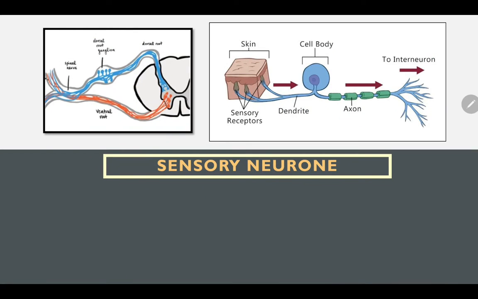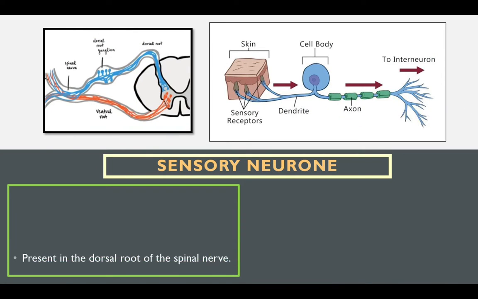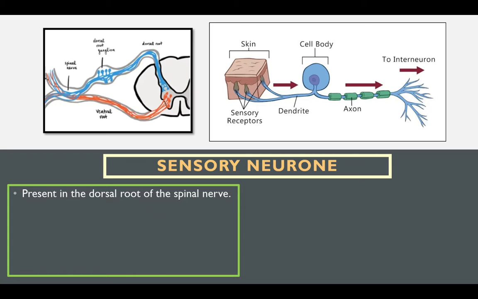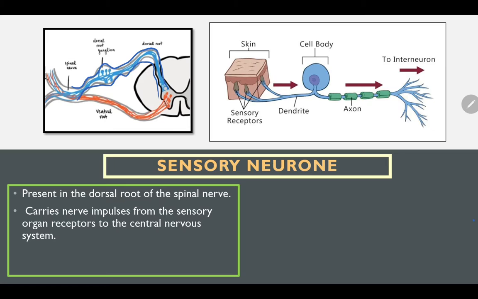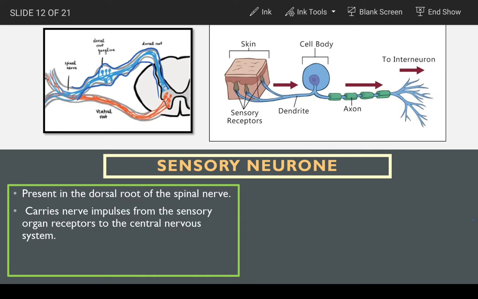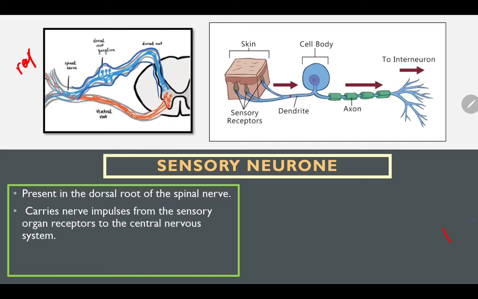Okay, sensory neuron pula. Present in the dorsal root of the spinal nerve. So dorsal root yang ni lah sepanjang-panjang ni. Ini lah dorsal root. Okay, so dalam dorsal root tu ada sensory neuron. It carries nerve impulse from the sensory organ receptor to the central nervous system. Jadi sensory receptor ni dia membawa impulse daripada receptor. So akan ada receptor dekat sini. Daripada receptor impulse dibawa sepanjang sensory neuron ke central nervous system.